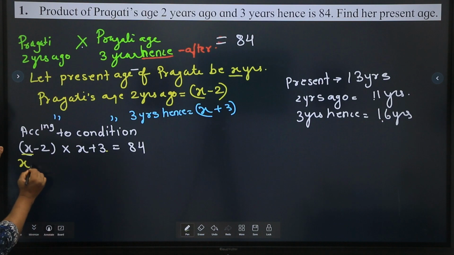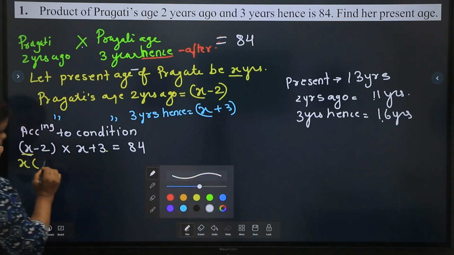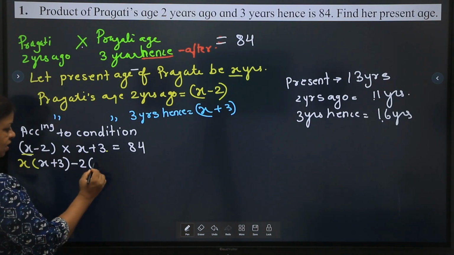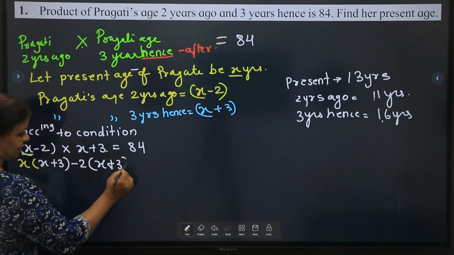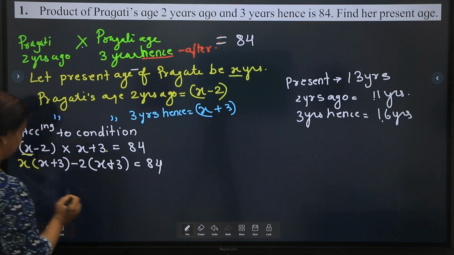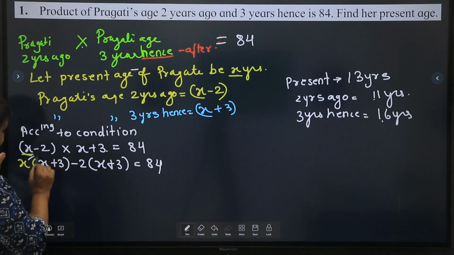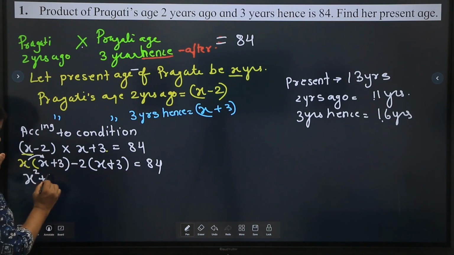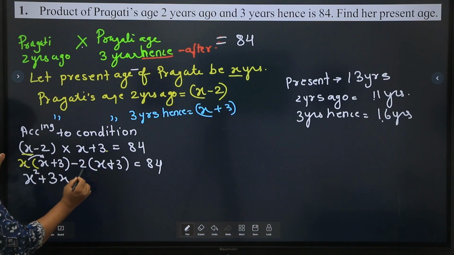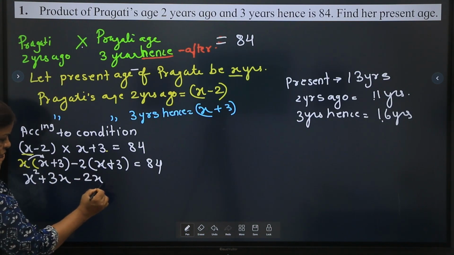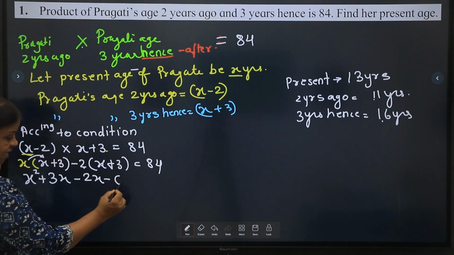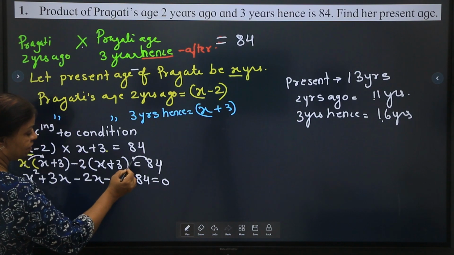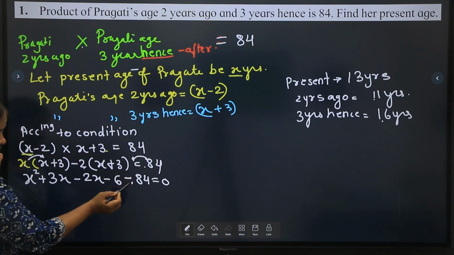So let me write x plus 3, minus 2 and x plus 3 is equal to 84. So x will multiply with x, that is equal to x square. x will multiply with 3 plus 3x, minus 2 into x minus 2x, minus 2 into 3 minus 6, minus 84 is equal to 0. I brought this 84 here. It is plus, so it became minus.